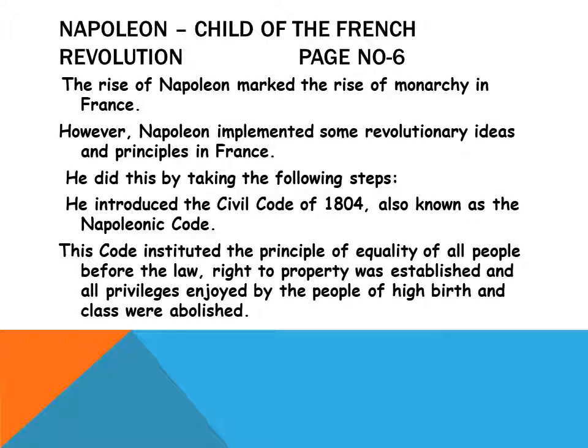Now let's see Napoleon, child of the French Revolution, and the Civil Code of Napoleon. The rise of Napoleon marked the rise of monarchy in France. However, Napoleon implemented some revolutionary ideas and principles in France. He did this by taking the following steps. He introduced the Civil Code of 1804, also known as the Napoleonic Code. This code instituted the principle of equality of all people before the law. Right to property was established and all privileges enjoyed by the people of high birth and class were abolished.